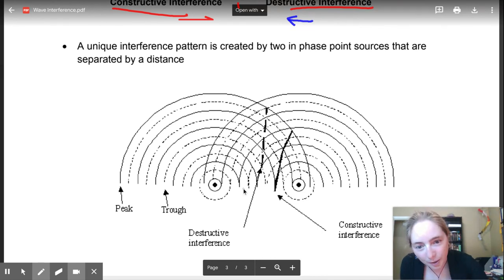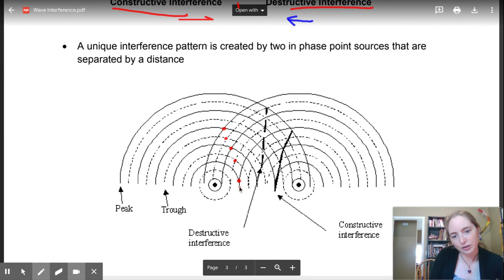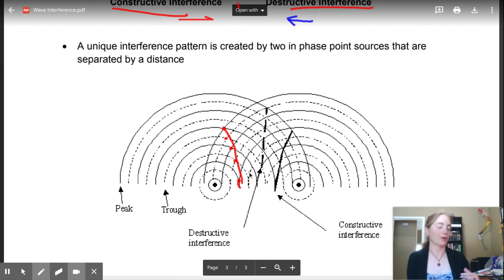So if I go here, okay, well look, I've got a crest and a crest overlapping here. I've got a trough and a trough overlapping here. Crest and a crest, trough and a trough, crest and a crest. So what I have is a line of constructive interference running along this way. Okay, so that is where I'm going to have larger waves.